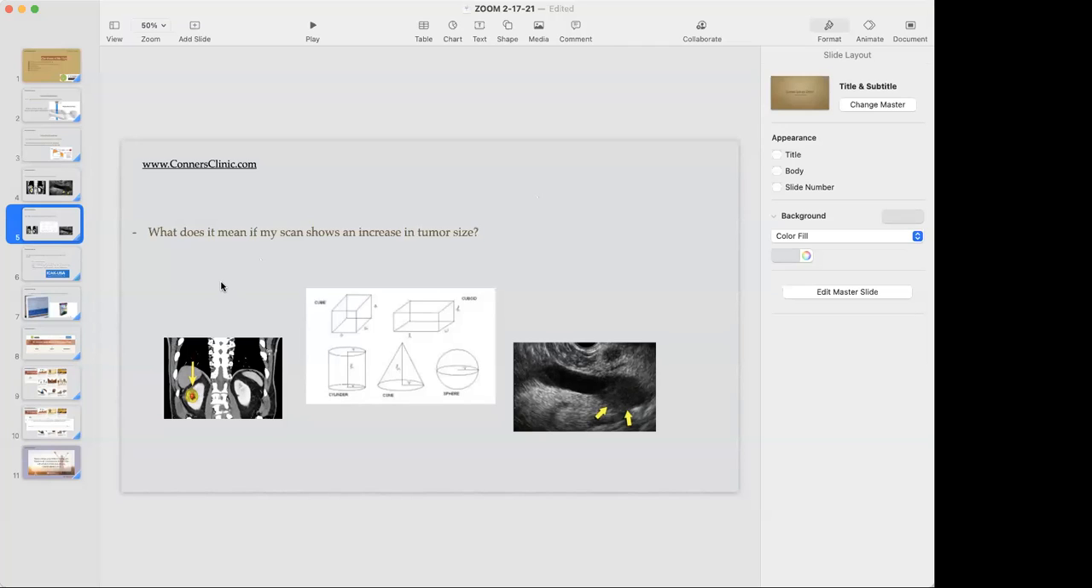There's all sorts of possible answers when I look at a scan, an MRI, a CT scan, a PET scan, an ultrasound, and I see there's a change in size of my tumor. There's all sorts of possible reasons there. So you have to do a differential diagnosis and not get scared into a course of treatment that you don't want to go down.